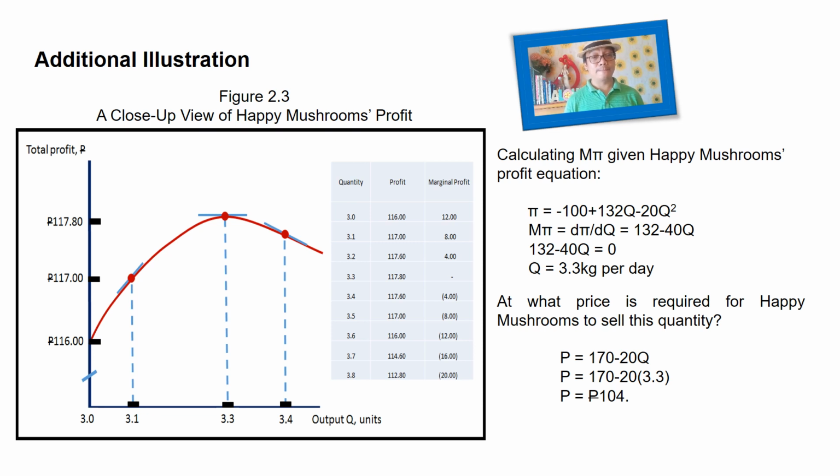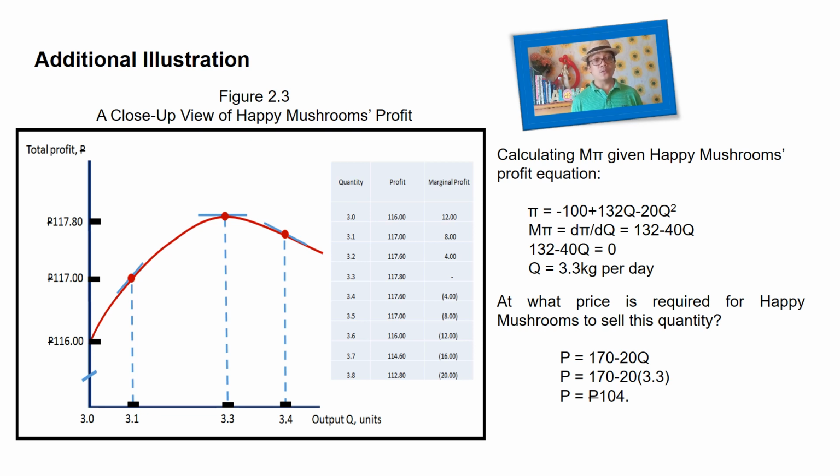Additional illustration. The key to identifying Happy Mushrooms Incorporated's exact daily harvest level at which maximum profit is attained is to compute the marginal profit at any given level of output. Maximum profit occurs at an output where marginal profit is 0. That is, the slope of the tangent line is 0. Figure 2.3 shows an enlarged profit graph with tangent lines drawn at daily harvest of 3.1, 3.3, and 3.4 kilograms.